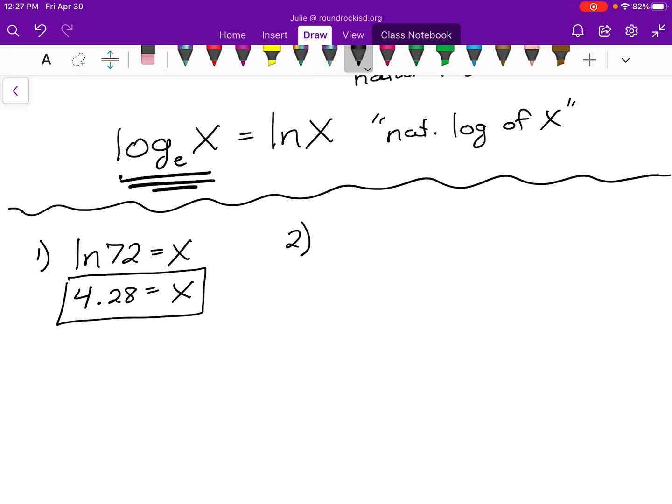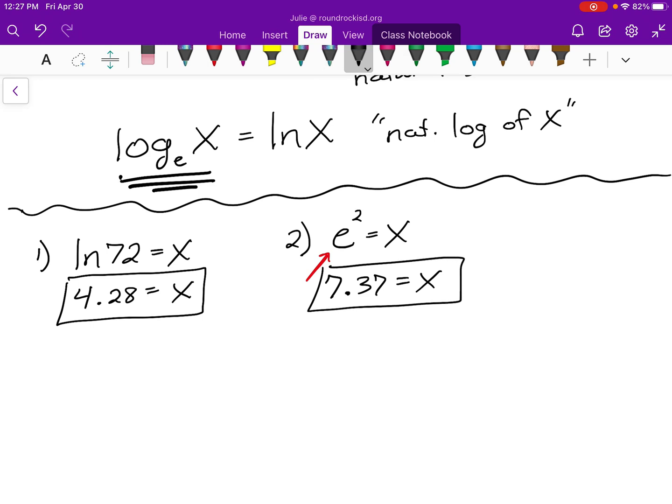So let's try another one. If I say E squared is equal to x, okay? This is new, but you have to get in your mind that E is not a variable. E is the natural log base E, and it stands for that certain number. But that number is so important that if you look on your calculator, you will see that if you hit second and natural log, it will give you an E to the x power. So you can do that on your calculator. In Desmos, you can simply type E squared, and it will do this for you. So if you do E squared, you should get 7.37 equals x. So try out your calculator skills. Make sure you're getting those numbers.